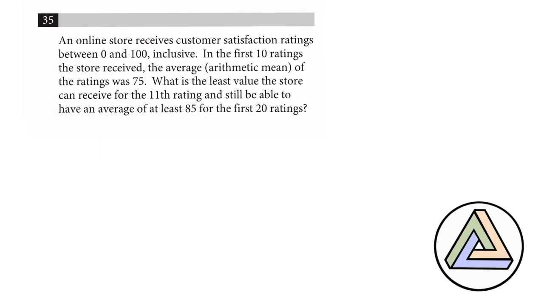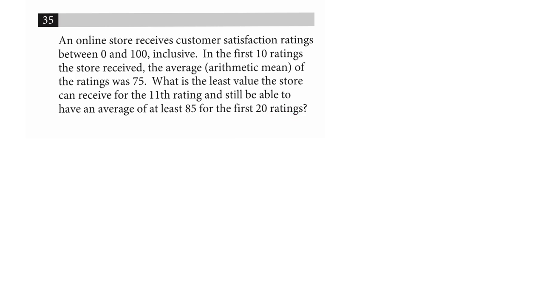An online store receives customer satisfaction ratings between 0 and 100 inclusive. Inclusive means 0 is a possibility and 100 is a possibility as well. In the first 10 ratings the store received, the average arithmetic mean of the ratings was 75. What is the least value the store can receive for the 11th rating and still be able to have an average of at least 85 for the first 20 ratings?